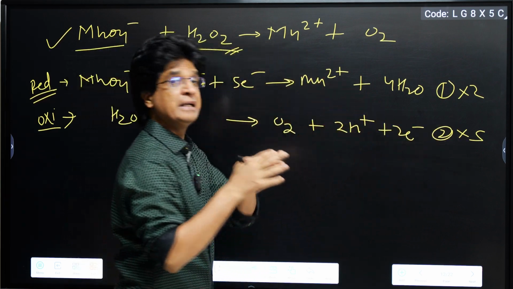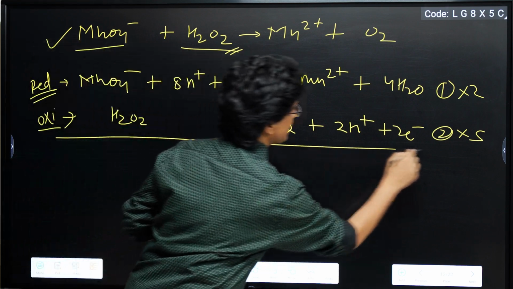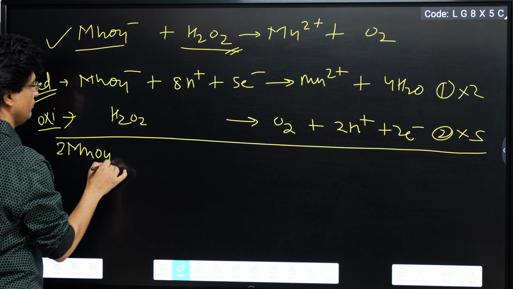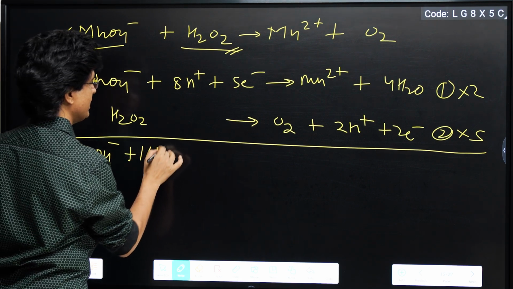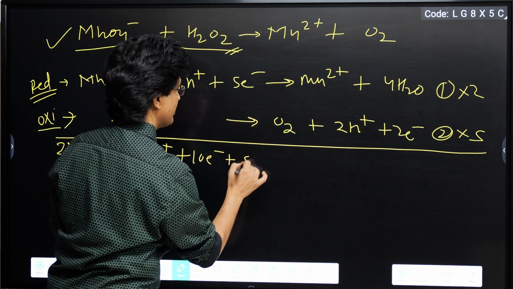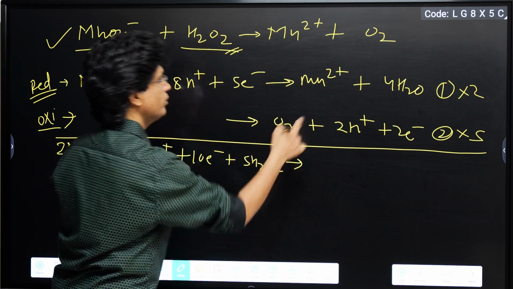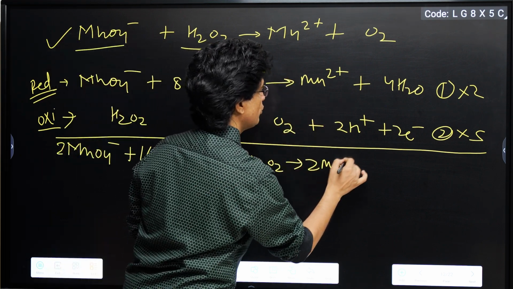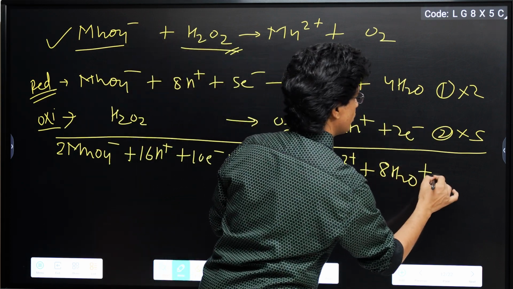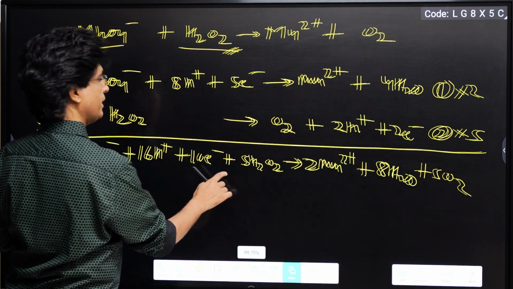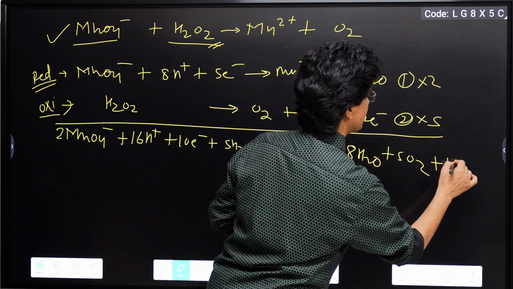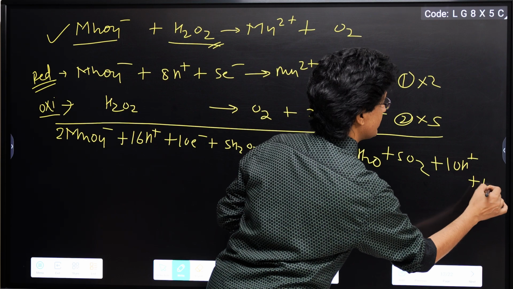I told you to multiply by the least possible number. Okay, so let's add up now. So that will be 2 MnO4-, 16 H+, 10 electrons, and the second equation, 5 H2O2 giving you 2 Mn2+ and 8 H2O. This will be 5 O2, and 10 H+, and yes, 10 electrons as well.